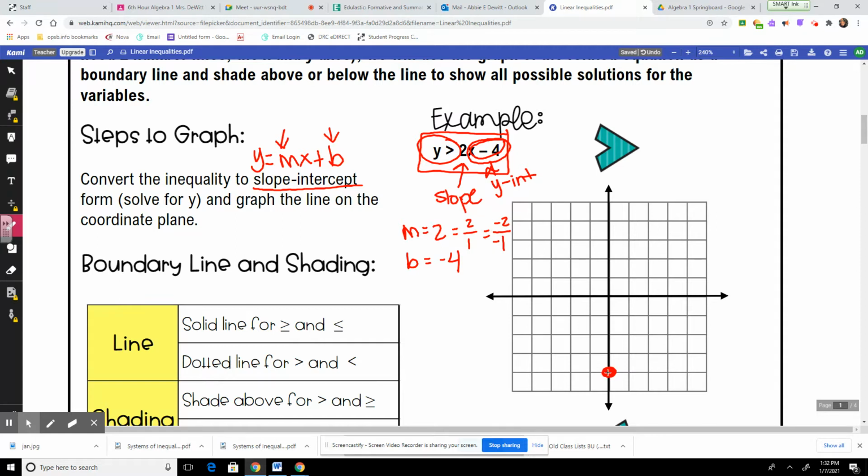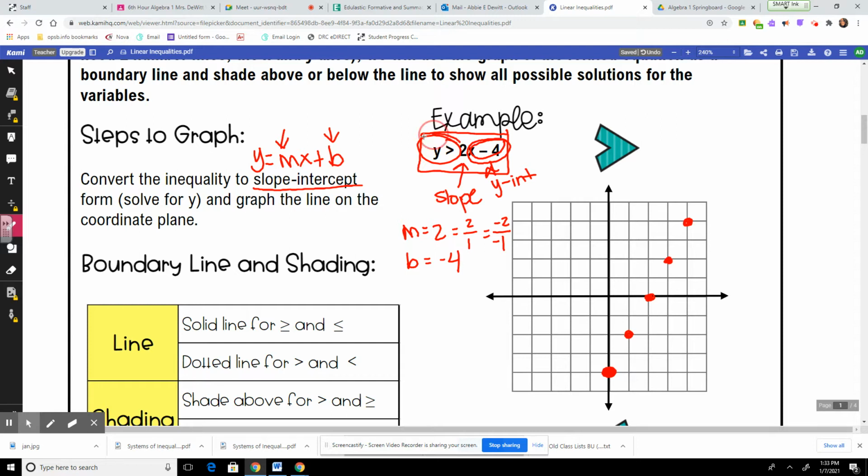But from this point, I'm going to go up 2, right 1. Up 2, right 1. Okay? So I have my points from my slope and my y-intercept. Now I need to determine, is my boundary line solid or dotted? Because remember, in inequalities, you can have a solid boundary line or a dotted boundary line.